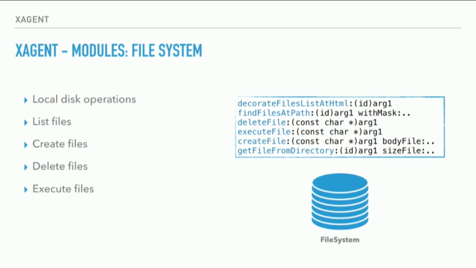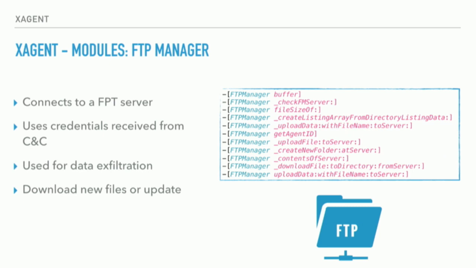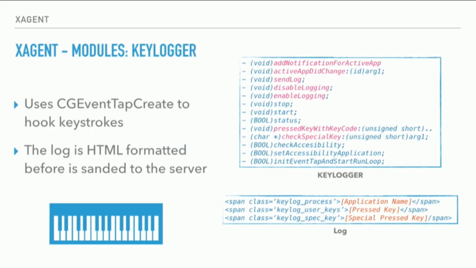Also using the file system module, XAgent can list, create, and delete files and directories on the disk, and it can also execute newly downloaded files from the CNC server. Also using the FTP manager module, XAgent can connect to an FTP server using credentials received from the CNC server, and with this module it can exfiltrate data, but it can also update the already registered spying modules on the infected machine.